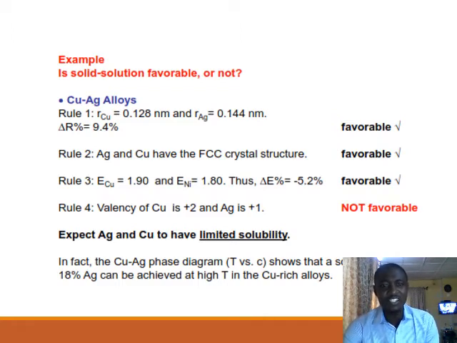So it means that you should expect that silver and copper will have limited solubility. So it means that for very, very limited conditions, you can have a solid solution. Otherwise, you will not be able to get a solid solution. So in higher classes, maybe for those of you that are mechanical engineering, those of you materials, when you start studying phase diagrams and solubility for metals, you will understand the range of solubility for one metal in the other. So this explains that.